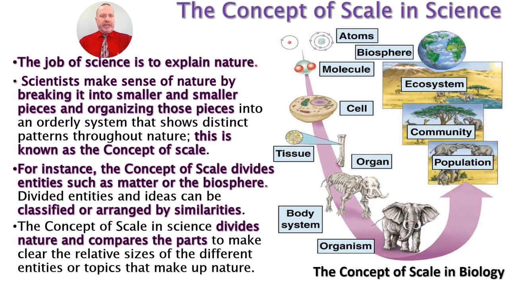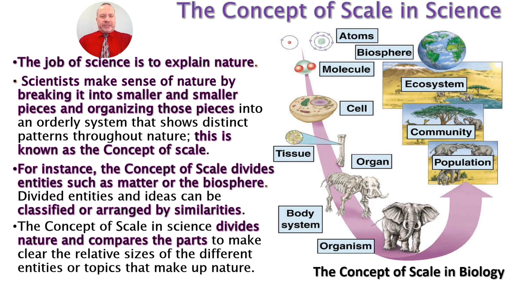The organs are made of tissues. Tissues are made of cells. Cells are made of macromolecules. Macromolecules are made of monomers or subunits. And subunits or small molecules are made of atoms. Concept of scale.